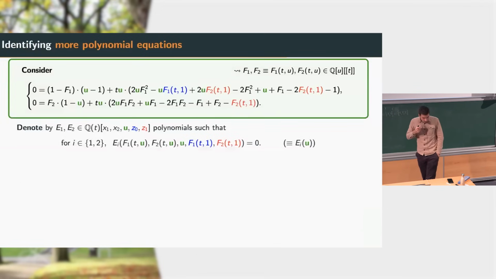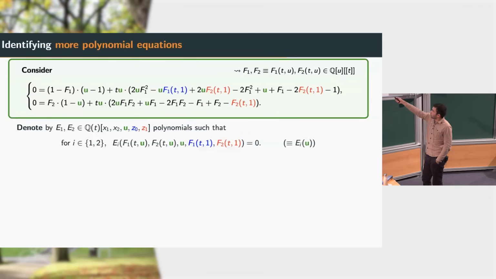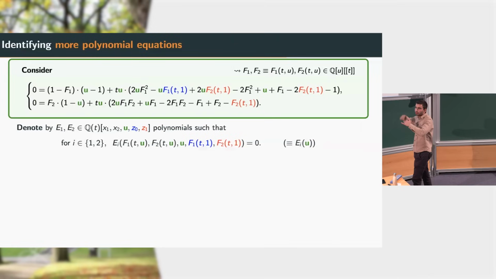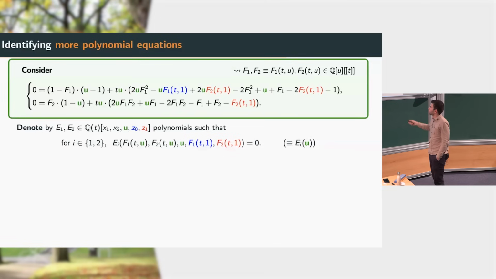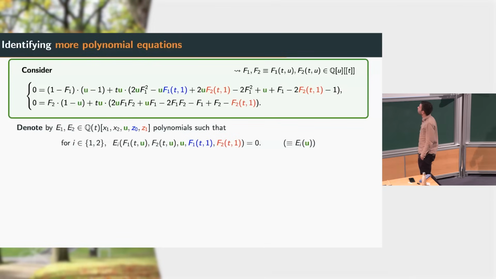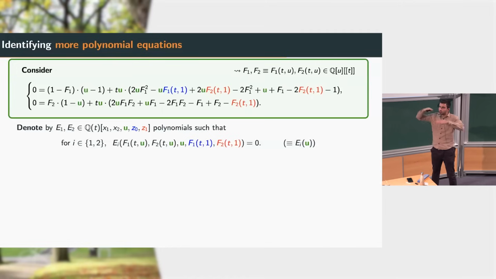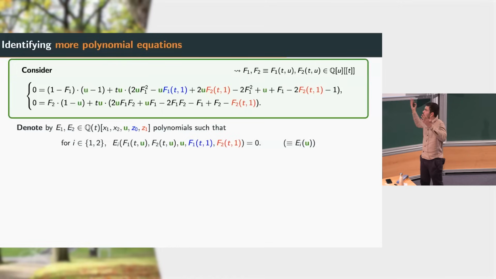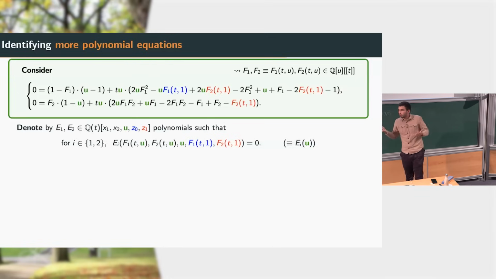So let's try to see quickly how this works. Here, I already took the liberty to take the numerators of the equations that I consider, but it's quite the same as before. I have series f1, f2, and then specializations of these series. I denote now e1 and e2 to be these numerator polynomials. Before it was p. Now we denoted them by e1 and e2. And we do the usual technique.